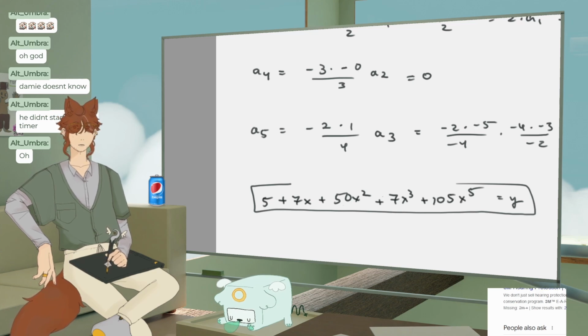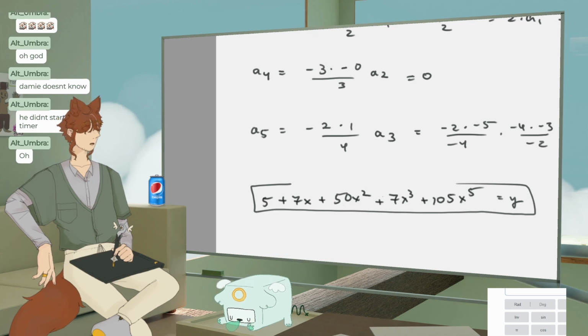3 times 60 plus 10 plus 2 times 60. 361 divided by 60. Okay, 6 minutes and 1 second. That's what I got. Pretty good. That's pretty good, I would say.